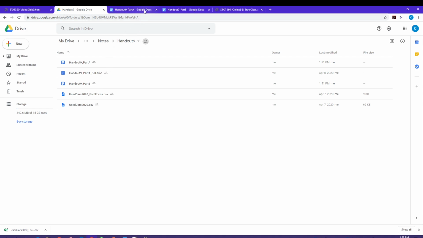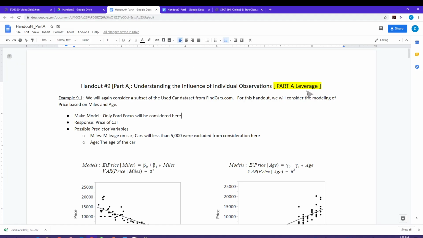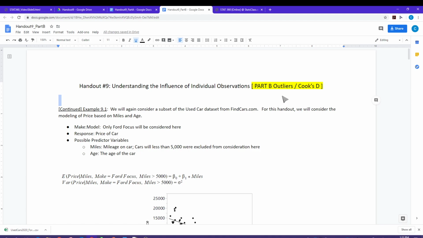In Part A, we considered the concept of leverage, which meant we were an outlier in the x direction, or one of the predictors was an outlier. In Part B, we are going to consider the notion of outliers, and that is going to be an outlier in the response direction, or the y direction. We also have a statistic called Cook's distance, or Cook's influence, which is a combination of leverage and outliers, and that will be discussed at the end of this handout.